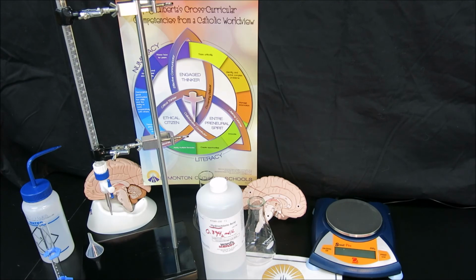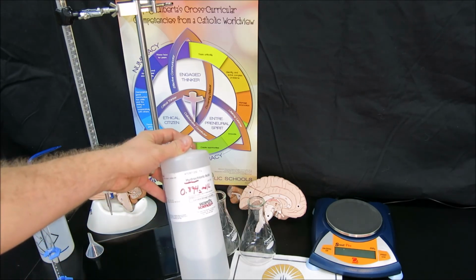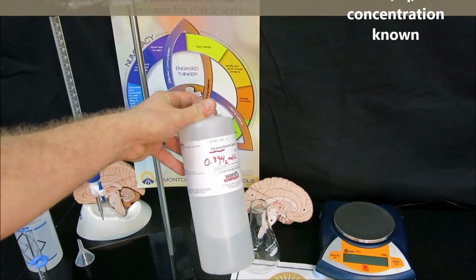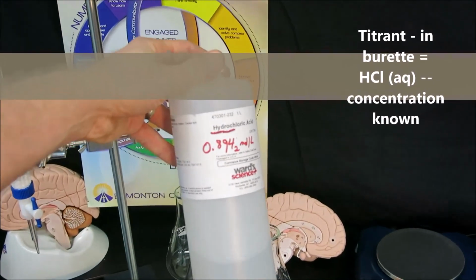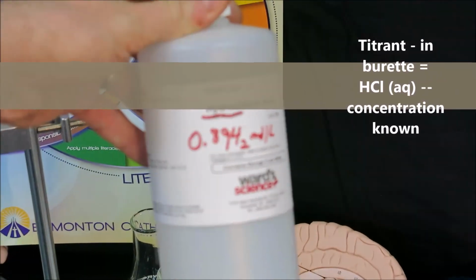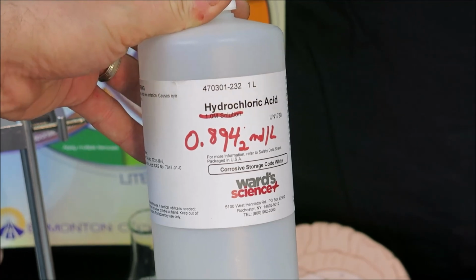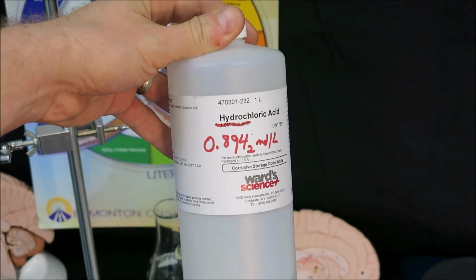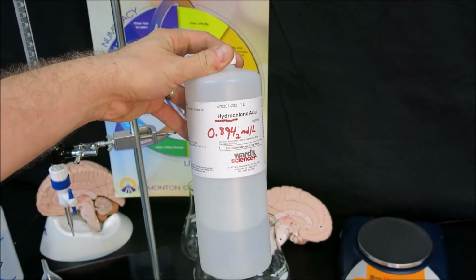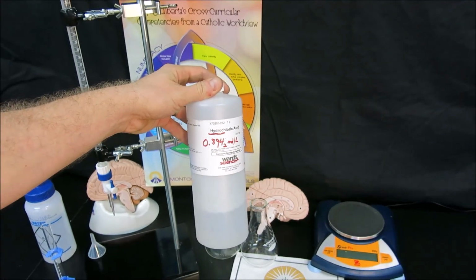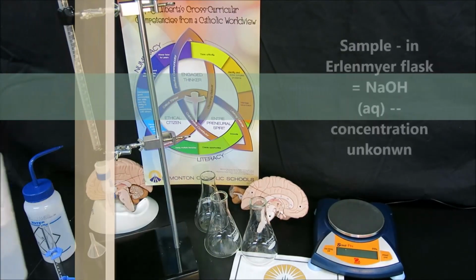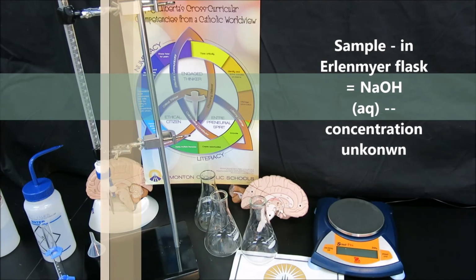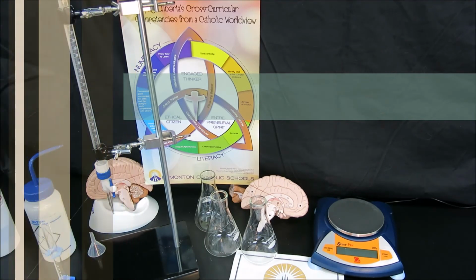Now for this lab, our titrant is going to be 0.894 moles per liter of hydrochloric acid. Make sure to record that into your data tables. And like I said, the sodium hydroxide is actually going to be an unknown, and we will be using stoichiometry to calculate that concentration after the titration reaches the equivalence point.